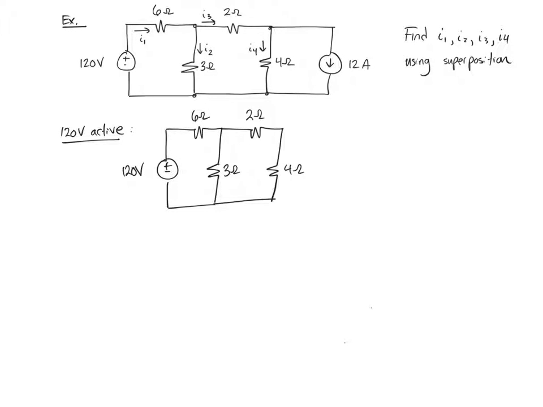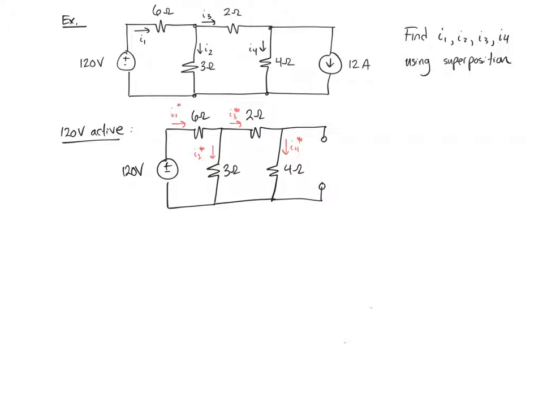Okay, so note, when we get to the current source, we're setting that to 0 amps, so that's like creating an open circuit. Now in this circuit, we don't have I1 through I4 anymore, we have some portion of I1 through I4. So I'm going to call them I1 star, I2 star, I3 star, and I4 star.